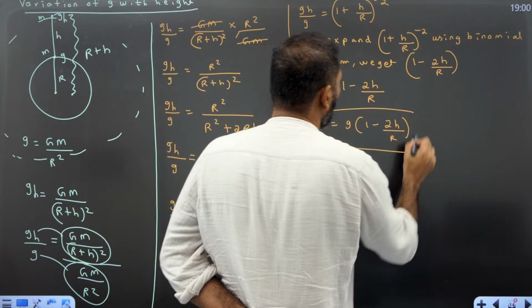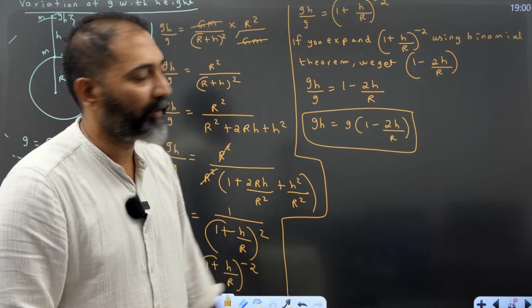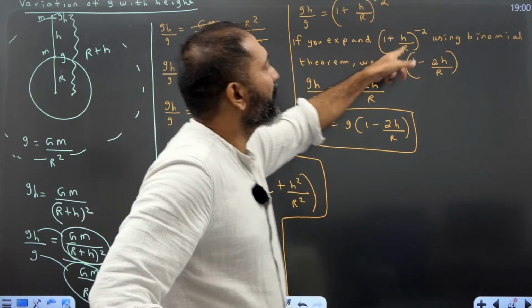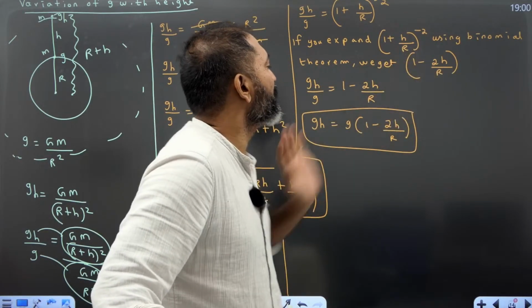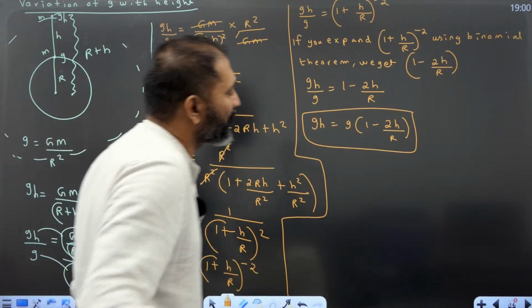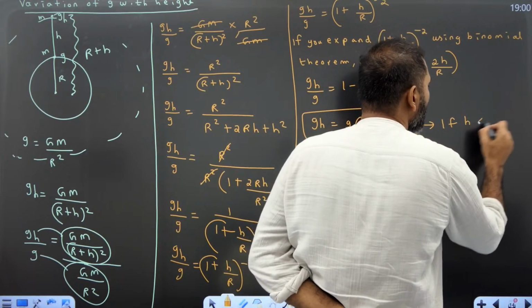See, the steps of this binomial theorem expansion are not required in your syllabus. Just simply understand that if you expand (1 plus h by R) whole raised to minus 2, you will get 1 minus 2h by R. So what is the equation for gravity at height? g into (1 minus 2h by R). This equation should be used if h is less than 100 kilometer.